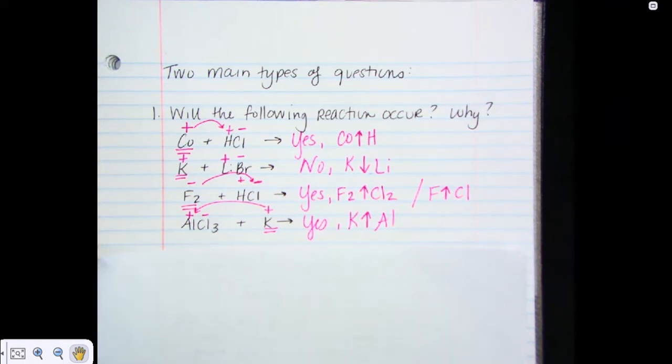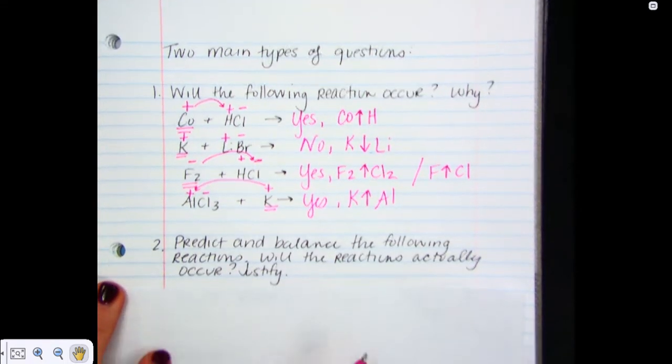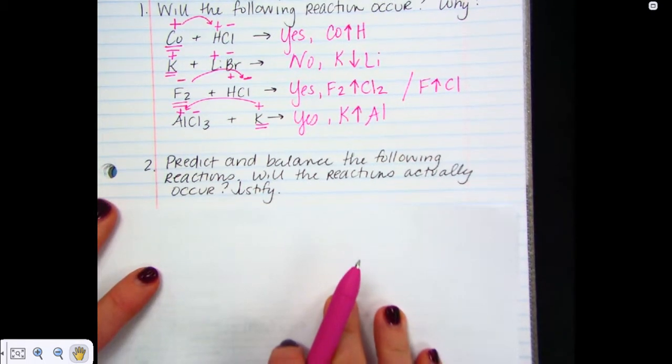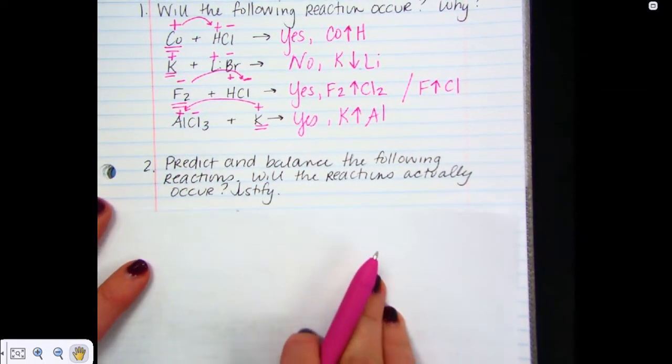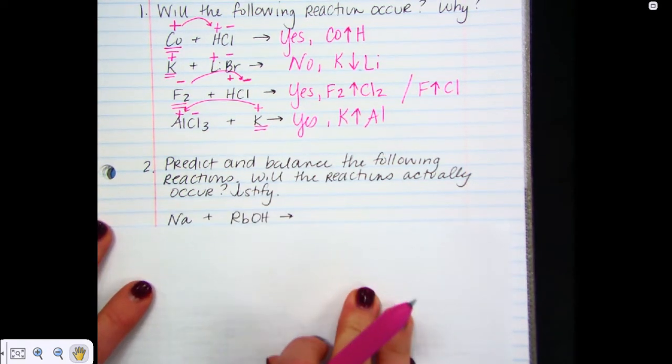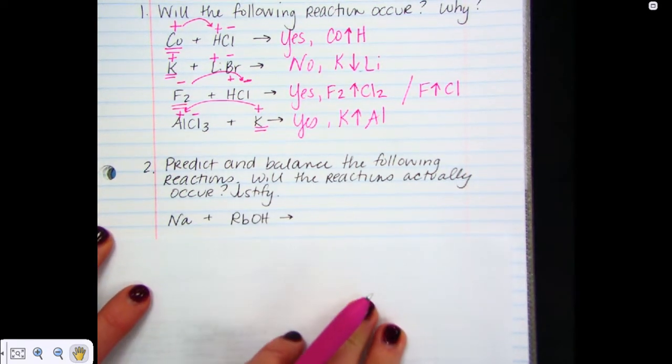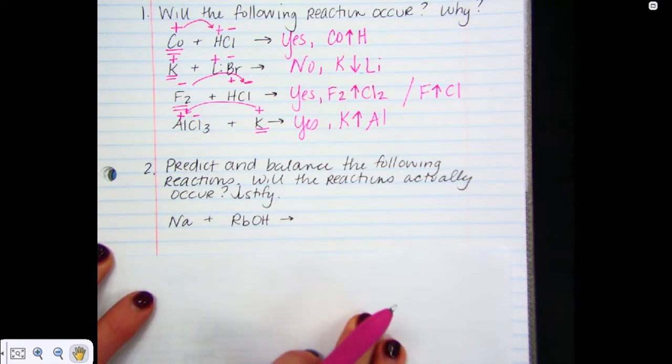The other type of question that I could ask you about activity series gets in a little bit more practice with balancing. So predict and balance the following reactions, and then tell me, will the reaction actually occur? Justify. So it's just another way of me sneaking in some more balancing equations practice at you. Predict and balance. We've got to do that part first.